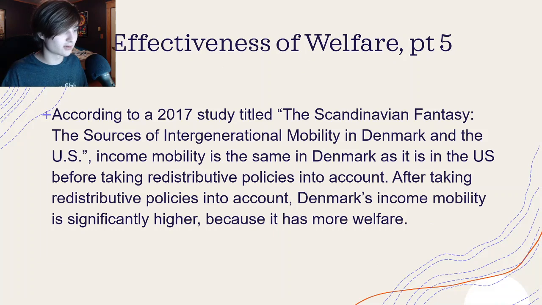According to a 2017 study titled "The Scandinavian Fantasy: The Sources of Intergenerational Mobility in Denmark and the U.S.," intergenerational mobility essentially determines the extent to which people are able to move up the income bracket in society as compared to where their parents were at. Income mobility is the same in Denmark as it is in the U.S. before taking redistributive policies into account. But after taking redistributive policies into account, Denmark's income mobility is significantly higher because it has more welfare.